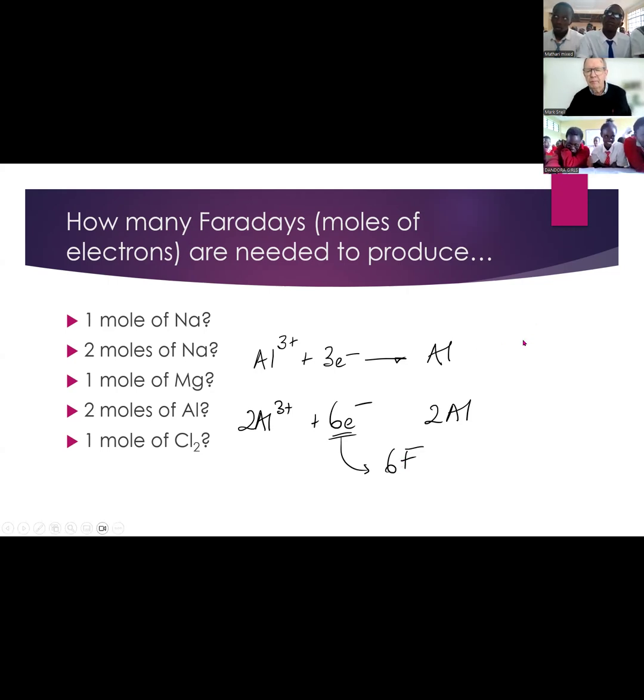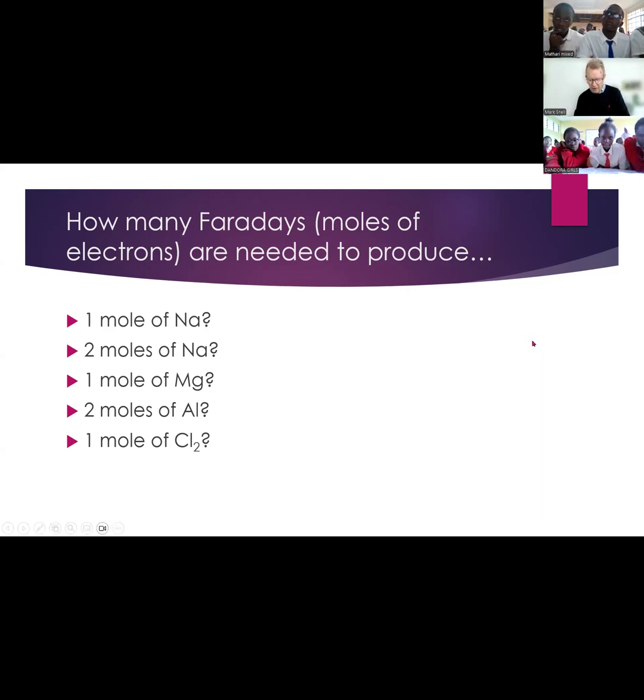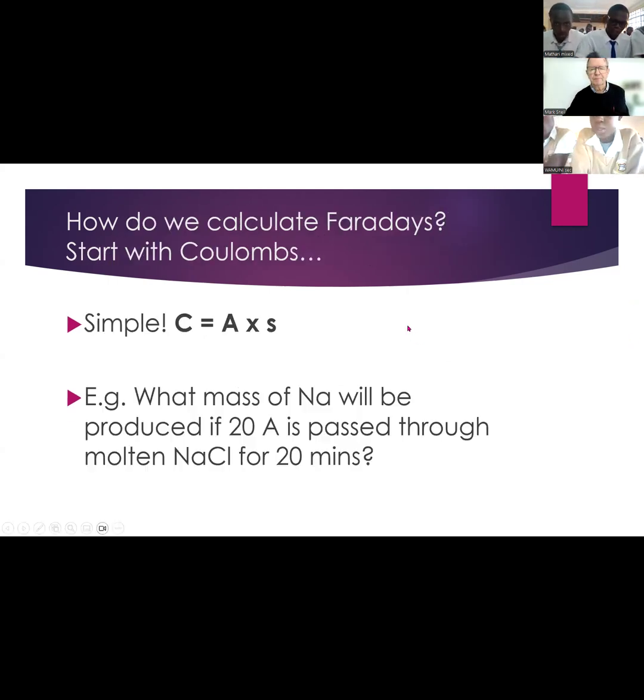And the chlorine has to lose electrons, but it works exactly the same. The chlorine starts as Cl minus, turns into Cl, but it goes around as a pair, so 2 electrons. So 1 mole of chlorine, because it goes around in a pair, is 2 moles of electrons, which is what we call 2F, 2 Faradays.